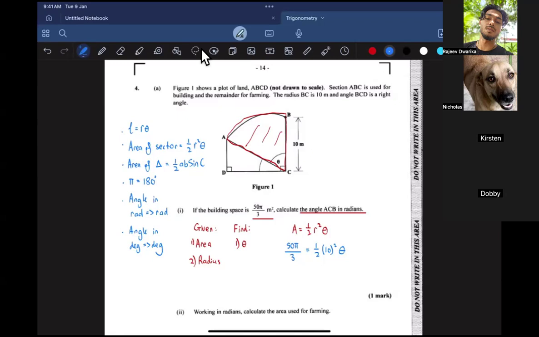Kira, you know what to do? Or are you confused? You know how to make theta the subject of the formula? I think so. Let me try it now. Listen, let me know if you could make theta the subject of the formula. You're trying to find theta, so you're gonna make theta the subject of the formula. Can you do that?